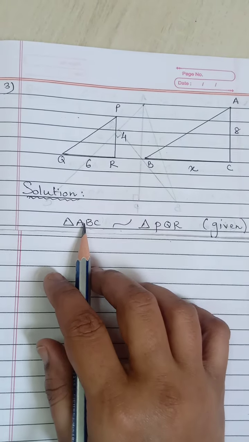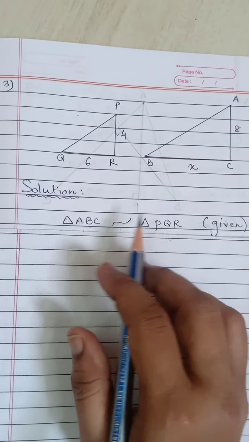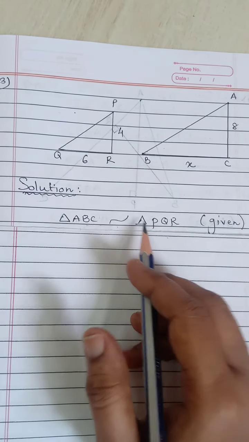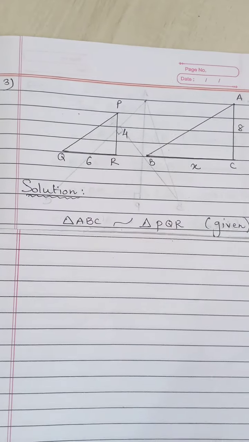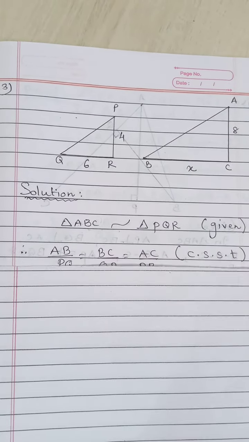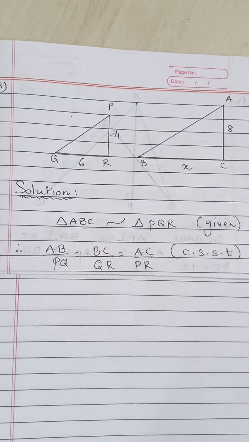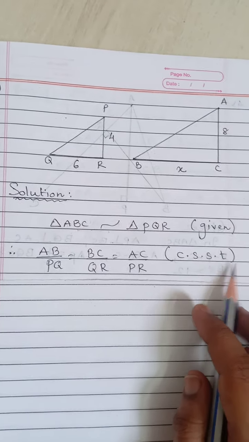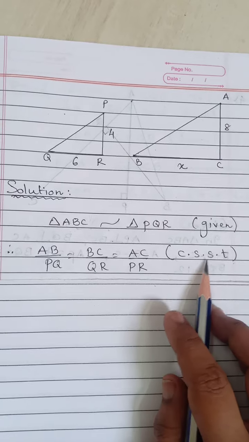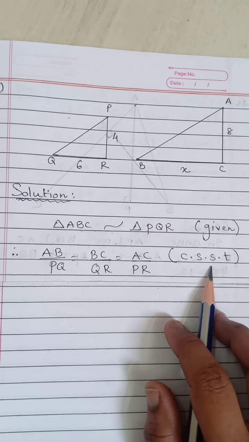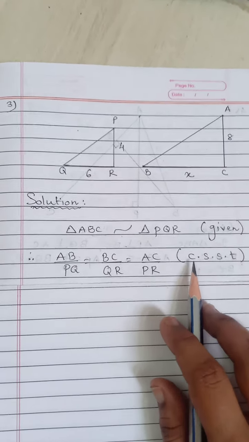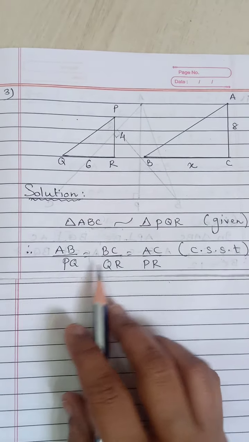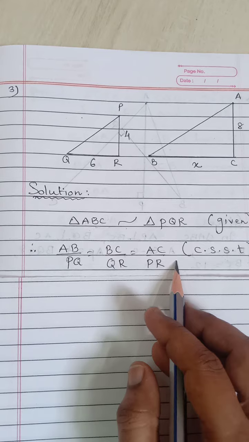So the first ratio will be AB upon PQ, then BC upon QR, then AC upon PR. So I have taken here all three ratios. And these ratios are called corresponding sides of similar triangles, CSST. You have to use the abbreviation only, no need to write the full form. So I have written here all three ratios of the corresponding sides.